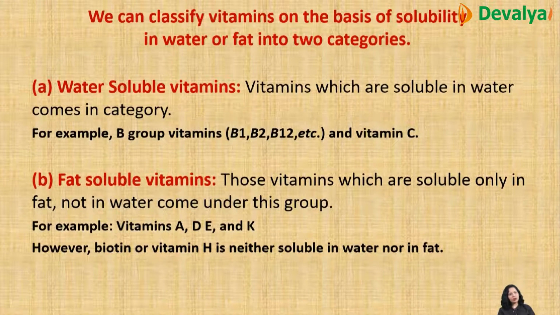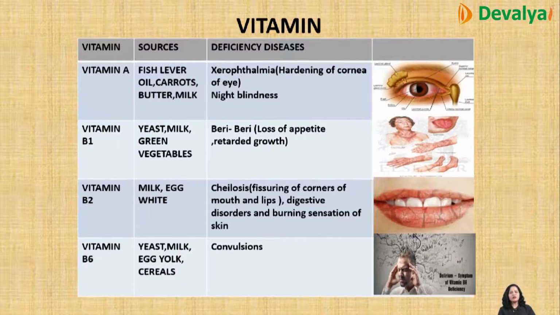Water soluble, they are soluble in the water, and all the vitamins like vitamin B and C come in this category. Fat soluble, which are soluble in the fat, not in the water, for example A, D, E, K. These are mainly the fat soluble vitamins. Now these are a few vitamins and their sources and the deficiency diseases.